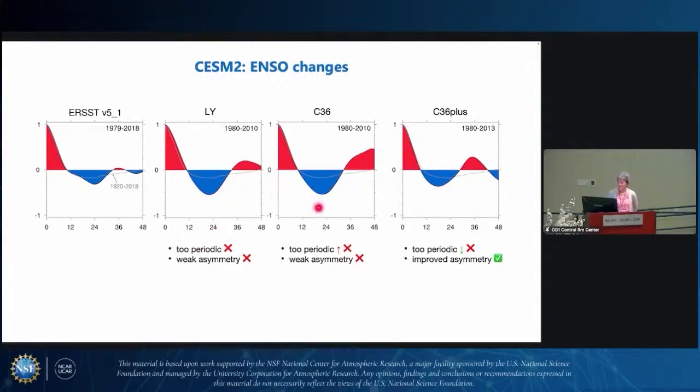When we move to the CORE bulk transfer coefficients, this too strong periodicity remains and the weak asymmetry remains as well. It's not until we include the cool skin and diurnal warm layer effects that we see changes that tend to reduce the overly periodic behavior of ENSO, but also improve the asymmetry of the signal.